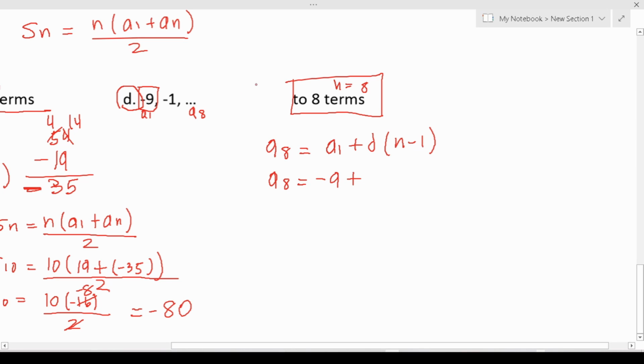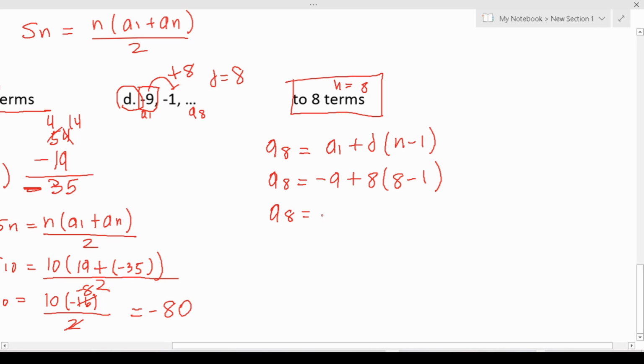Common difference is what it takes to get you from term to term in the arithmetic sequence or series. So to go from negative 9 to negative 1, we had to add 8. So we know the common difference, or d, is 8. Let's plug that in place of d now. That's 8. N, of course, is 8. So that's going to be 8 minus 1.